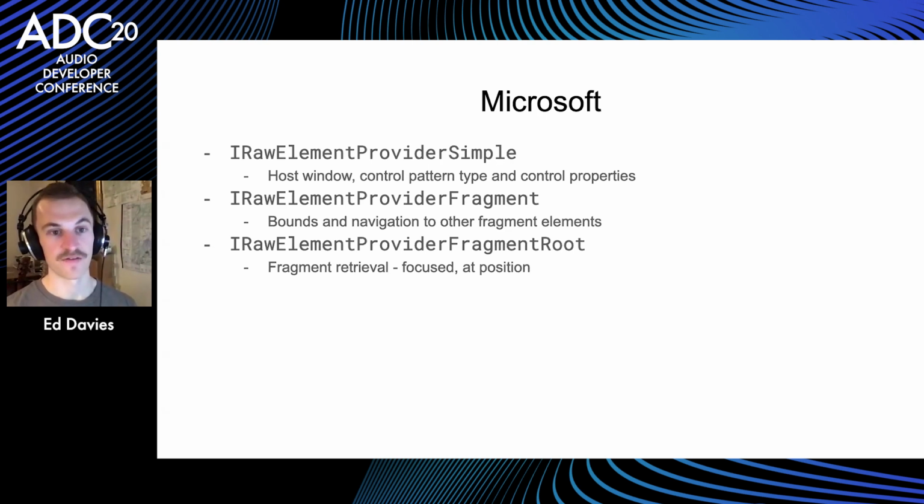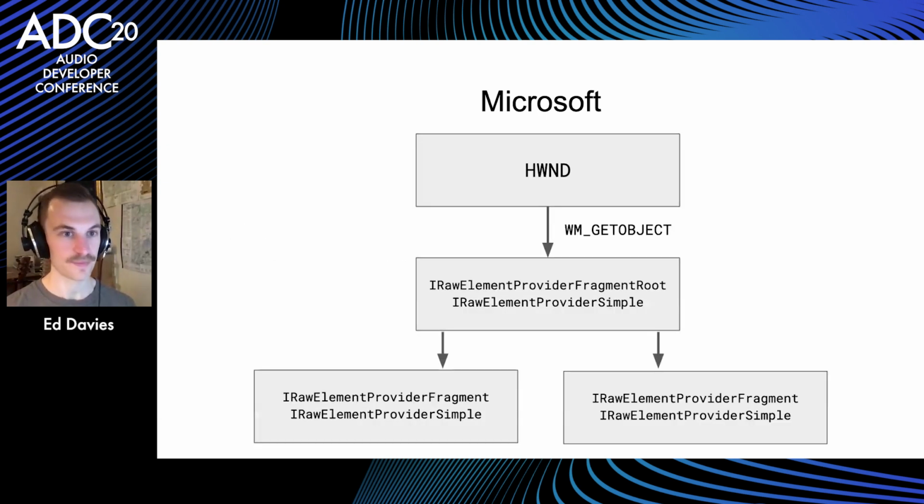And the IRawElementProviderFragmentRoot interface is representing UI elements which are the root of this structure. So the very top level component, which in our JUCE case would be our top level window. And this has methods for fragment retrieval, so getting the focus fragment, getting fragments at specific mouse position, and so on.